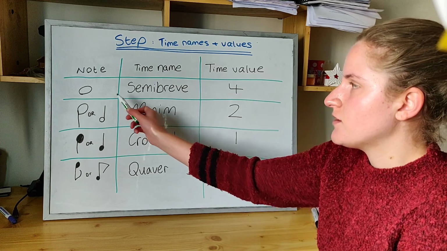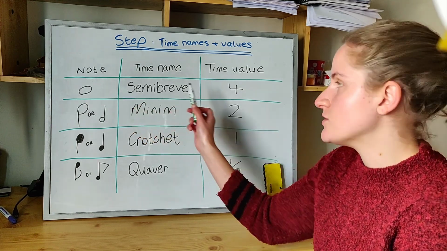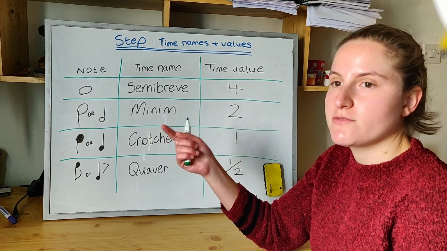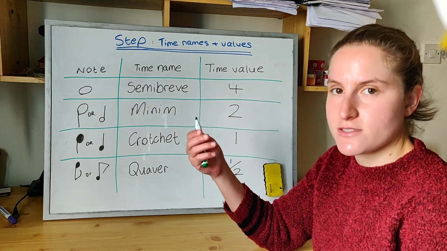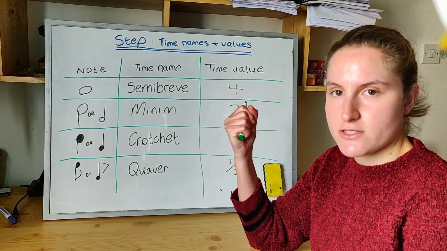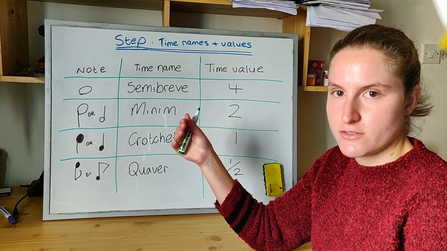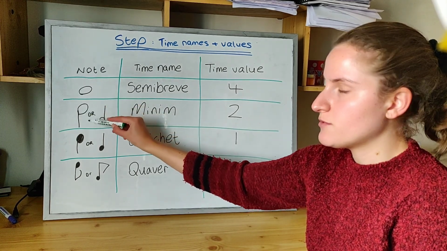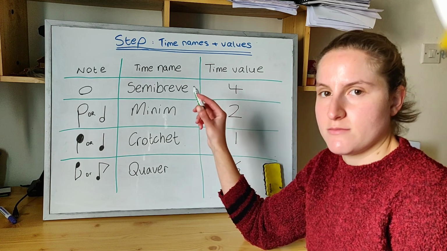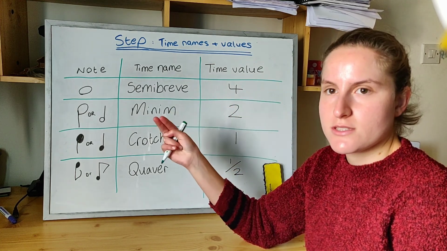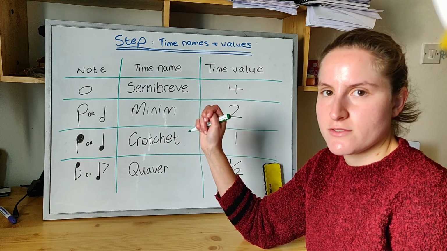So we have Semibreve, which is 4 crochet beats. So when we play a Semibreve, we have to hold it 4 beats. So 1, 2, 3, 4. Okay, it's going to be a very long note. And then when we add a line to the Semibreve, it becomes a Minim. And a Minim is 2 crochet beats, so it's half of a Semibreve.